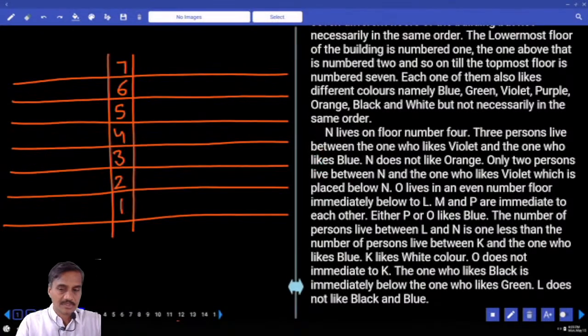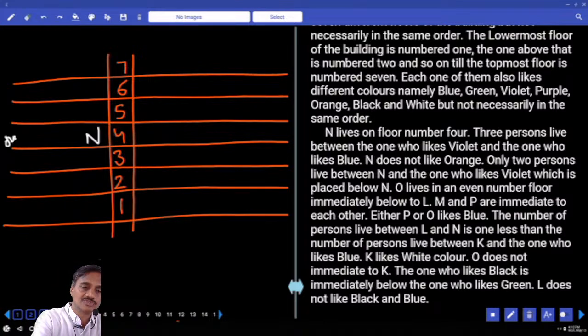Now, the first one. N lives on floor number 4, and 3 persons between the one who likes violet and the one who likes blue, and N does not like orange. Orange is ruled out here. Only 2 persons between N and the one who likes violet. N and violet, how many people? 2 people. As N is here, now the one who likes violet will be here, isn't it?